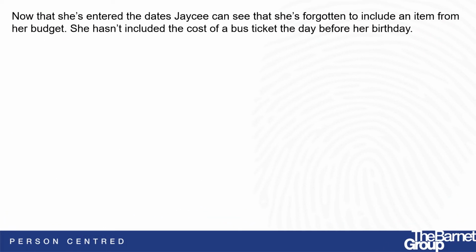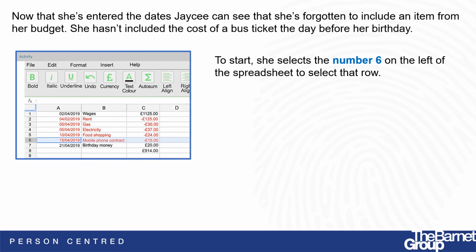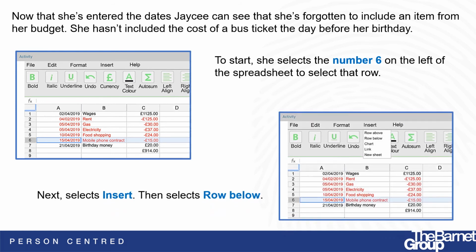Now that she's entered the dates, JC can see that she's forgotten to include an item from her budget. She hasn't included the cost of a bus ticket the day before her birthday. To start, she selects the number 6 on the left of the spreadsheet to select that row. Next, she selects Insert and then selects Row below.